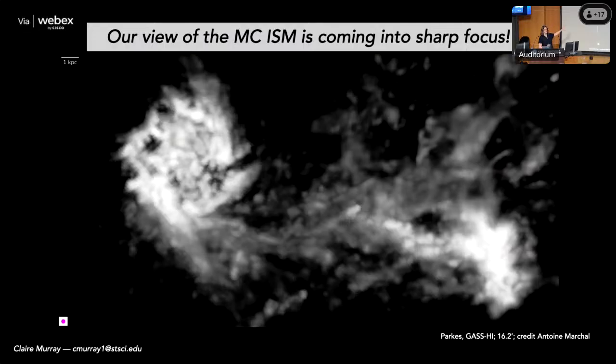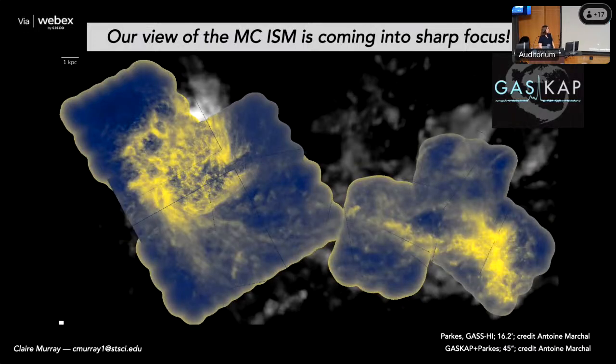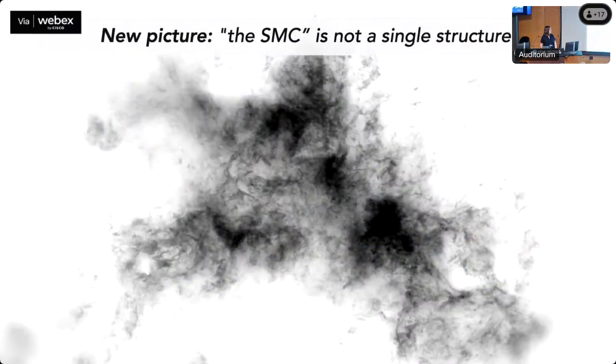This was our H1 view of the LMC and SMC and the bridge connecting them. With the advent of the GASKAP survey, which I mentioned, we're getting down to 45 arcsecond resolution for H1 in these systems, which will allow us to even further refine our knowledge of where they are, where they're coming from, and where they're going. And so with that, I will leave you with my conclusion that the SMC is not simple.